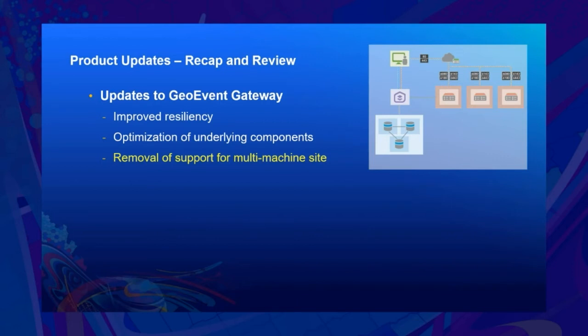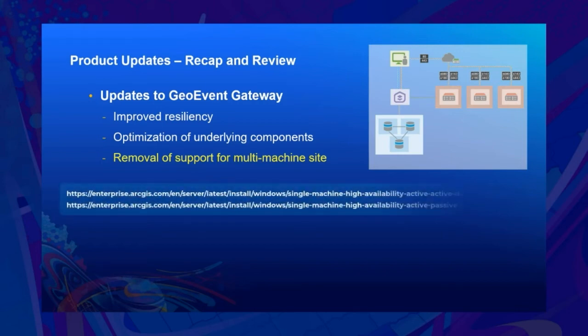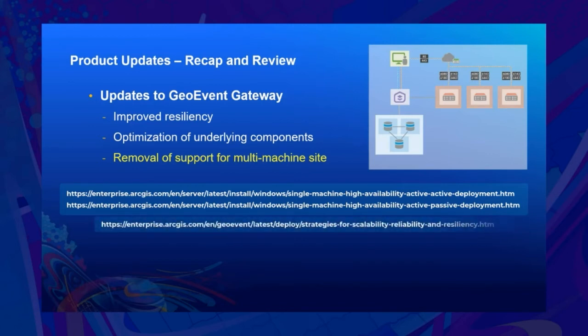Beginning with the 10.9 release, every instance of GeoEvent Server you deploy must run beneath its own ArcGIS Server with its own ArcGIS Server site. This extends the single machine high availability active-active and single machine high availability active-passive deployment patterns promoted by ArcGIS Server. GeoEvent Server's online help documentation has been updated with a new help topic, Deployment Considerations. In particular, you might want to review the help topic, Strategies for Scalability, Reliability, and Resiliency.